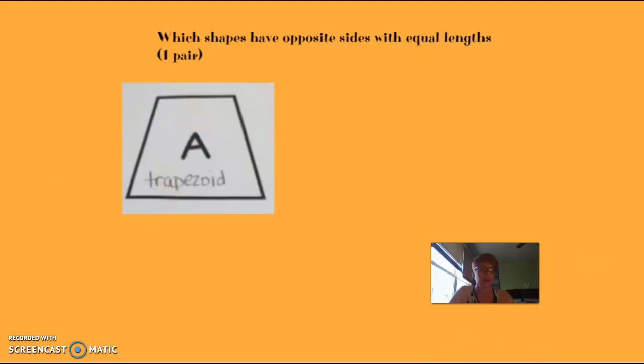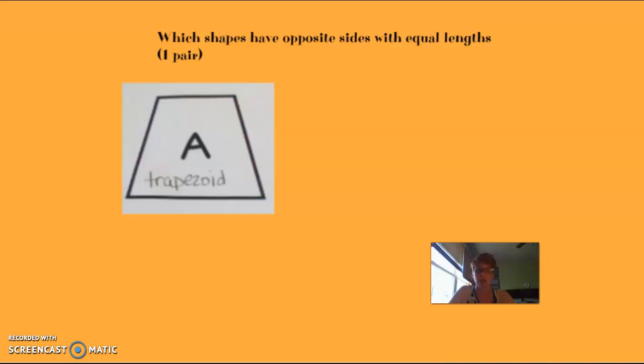Now I'm looking at the top and the bottom. Those are not equal length. Not at all. The bottom is definitely longer than the top. But the left and the right, if I was to take a ruler and measure these, the left and the right are the same length. So that there is one pair.